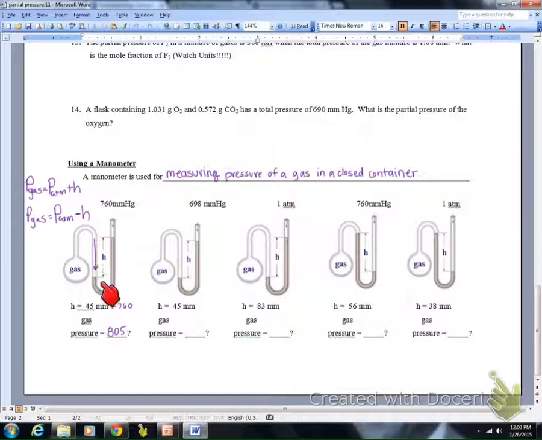So I can see here that this is greater than the outside air pressure, so I would add 45 to 760 to get 805. Then another example would be this one over here. I can see that the pressure on the outside is greater than the pressure on the inside because the outside atmosphere is pushing the liquid inside the container back towards the gas. So then I would subtract 56 from 760 to get 704 millimeters of mercury.